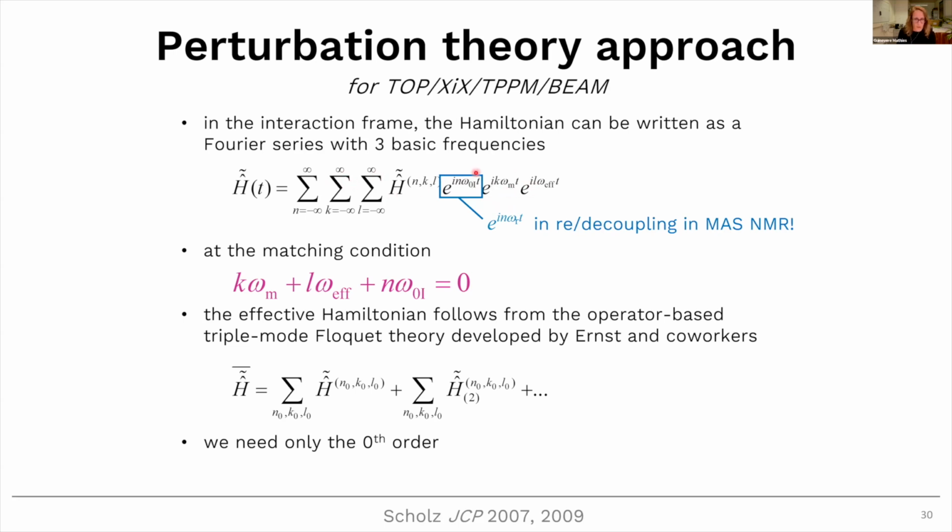Okay, so we have our Hamiltonian as a Fourier series with three basic frequencies. And now what we can do is follow what was developed by Ernst and co-workers, the operator-based triple mode Floquet theory, which tells us that at the matching condition, the effective Hamiltonian takes the form of a series expansion. Fortunately, the zeroth order terms are just these Fourier coefficients, and those we already know. Luckily, we do not need to worry about the second order because there the terms become a lot more complicated.